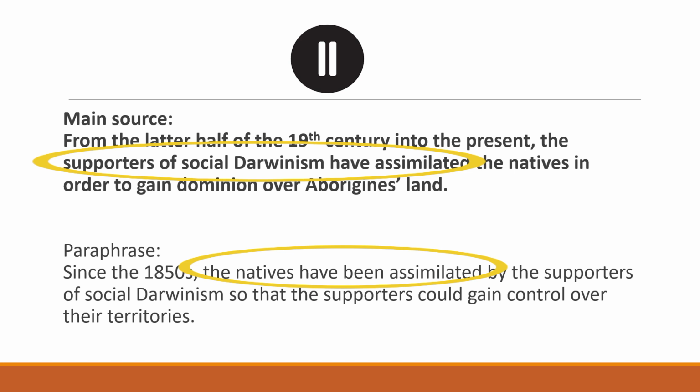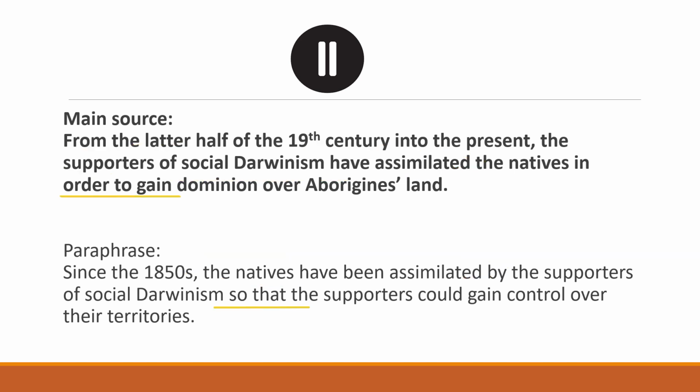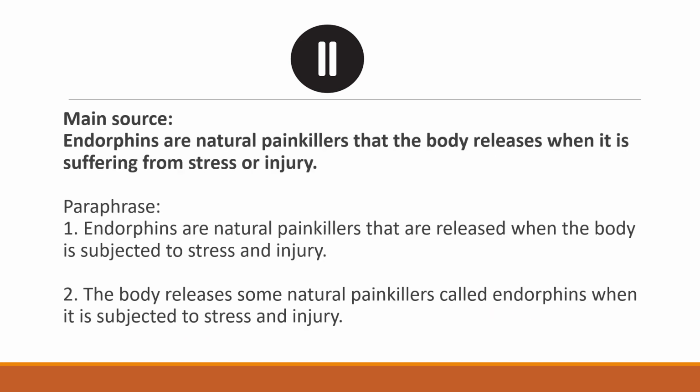Also, there are words that we can use to talk about purpose, such as in order to, and so that. And the writer used so that plus sentence structure to give similar meaning. Finally, pay attention to the words dominion and land. The writer used synonyms and wrote control instead of dominion and territory instead of land. Now, give yourself a minute to analyze the sentences.